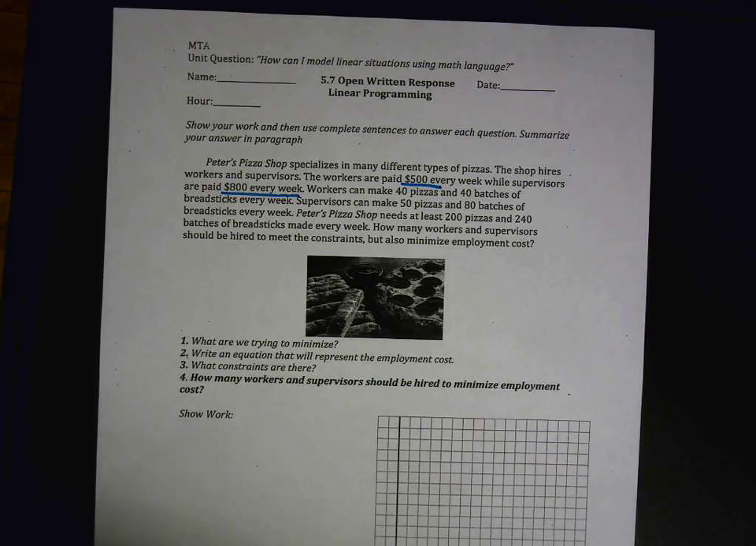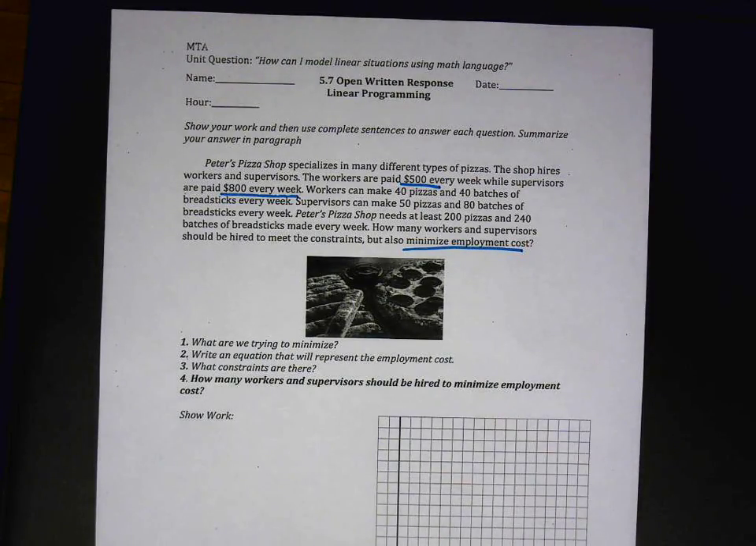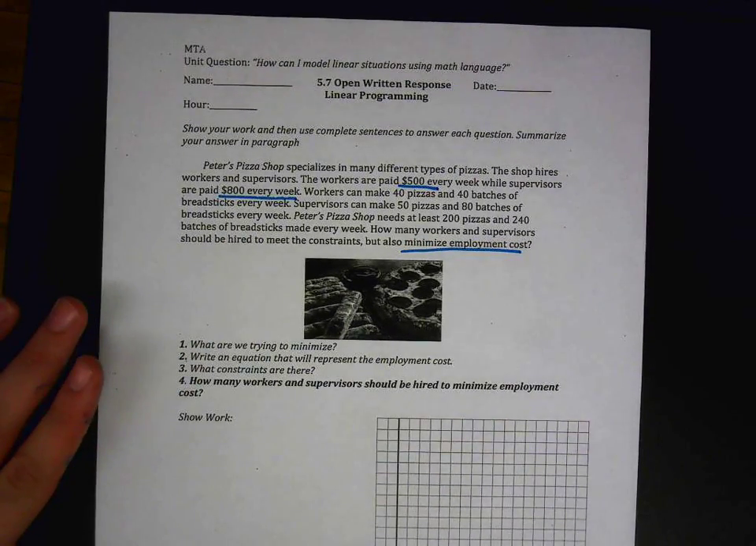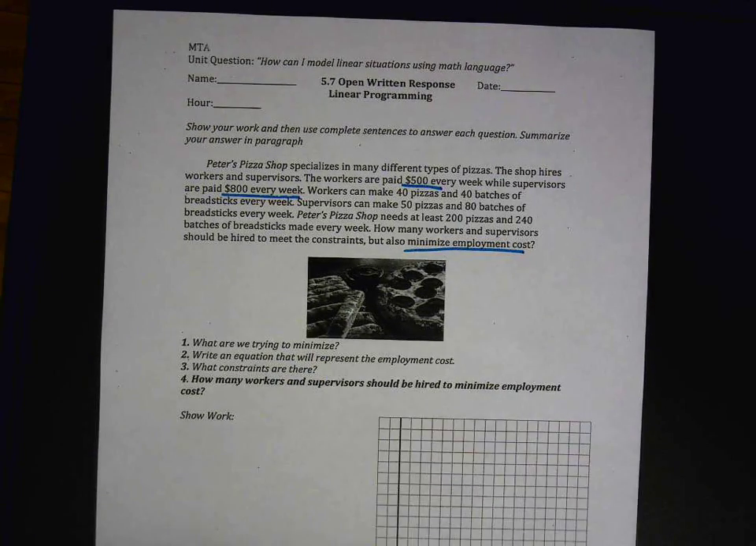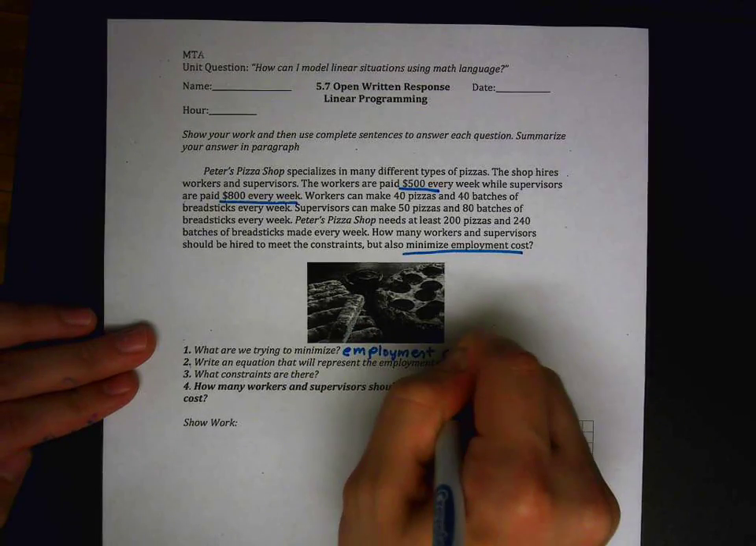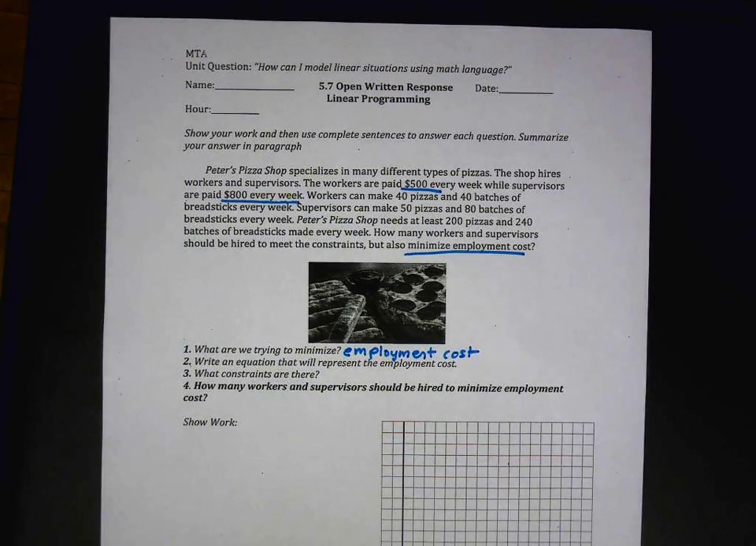So it looks like our restraints, or constraints. How many workers and supervisors should be hired to meet the constraints, but also minimize the employment cost? So we have a certain quota. We need to make 200 pizzas every week and 240 batches of breadsticks every week. But in doing that, we want to minimize the employment cost. And that's our first question. What are we trying to minimize? We're trying to minimize employment cost.